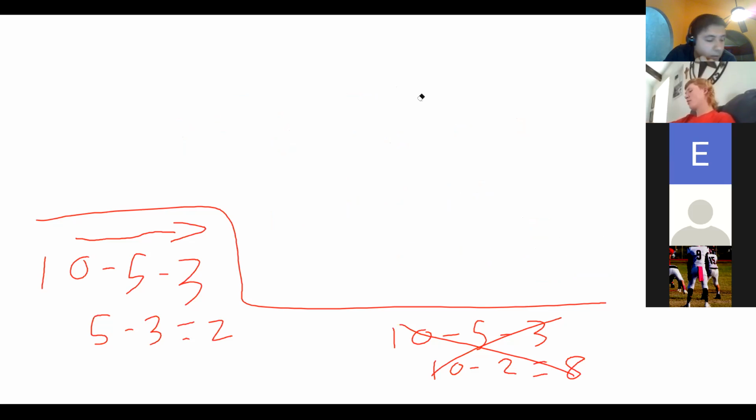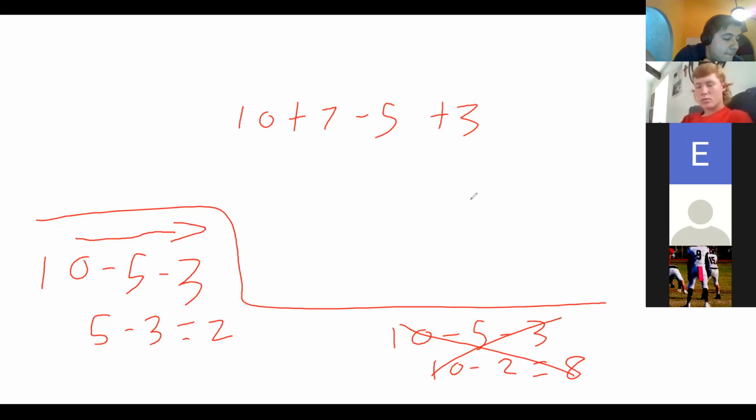So now let's say a combination of everything, right? So 10 plus 7 minus 5 plus 3 minus 8. So it's a combination of addition and subtraction. Now the order will definitely matter as well, so we want to make sure that we're doing this from left to right.